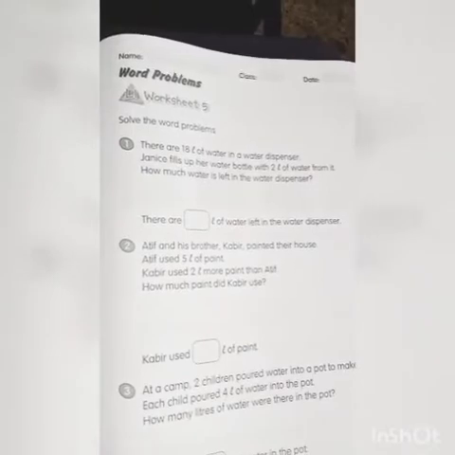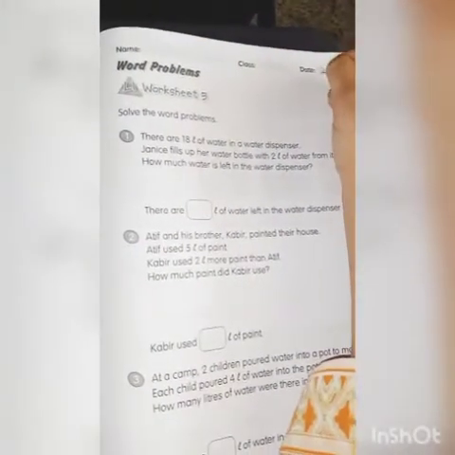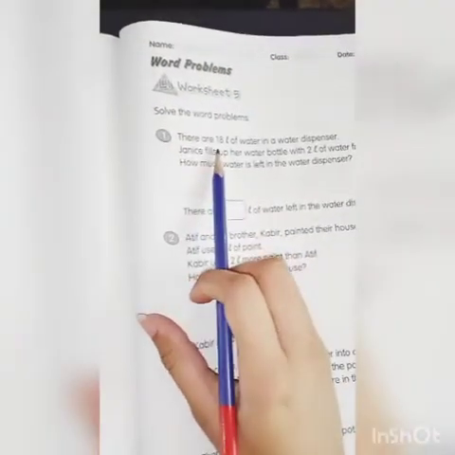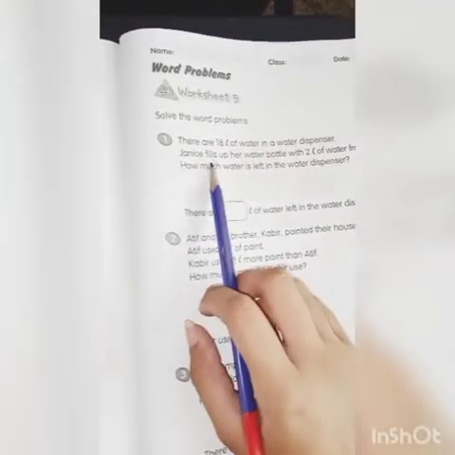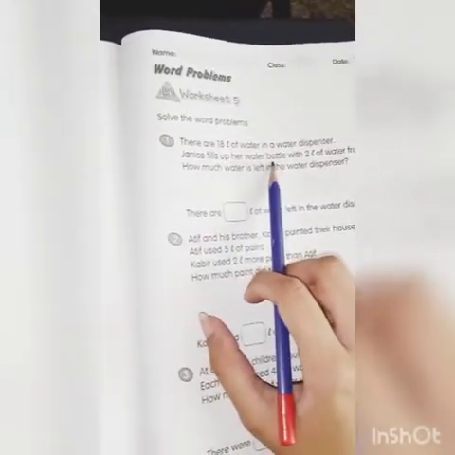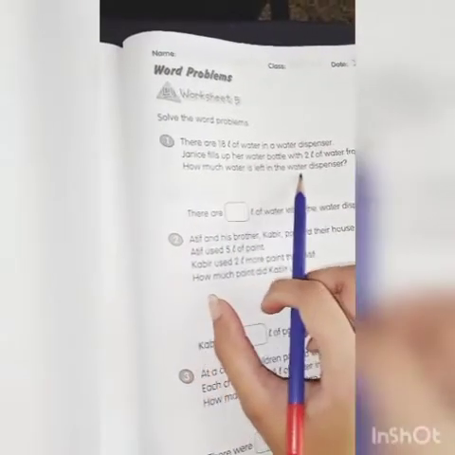Now level 2, open your workbook page number 211. Also mention the date. Solve the word problem. There are 18 liters of water in the water dispenser. Janius fills up her water bottle with 2 liters of water from it. How much water is left in the water dispenser?